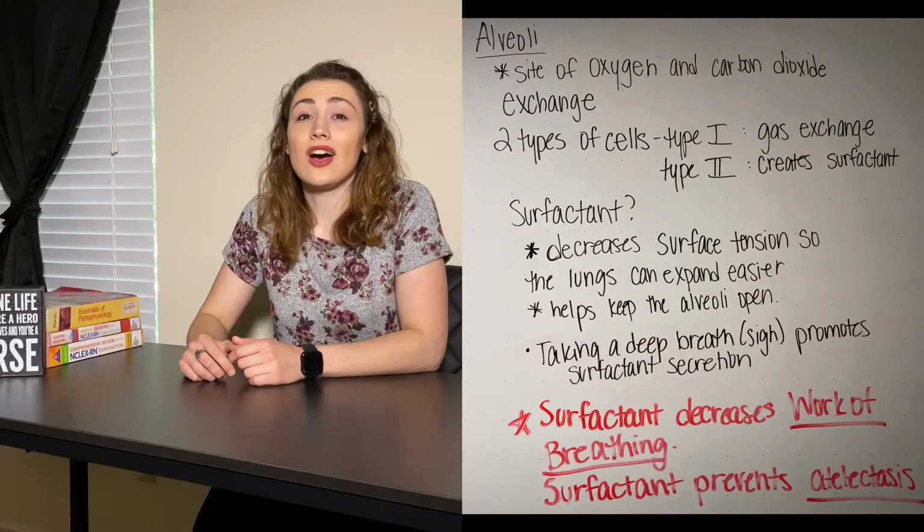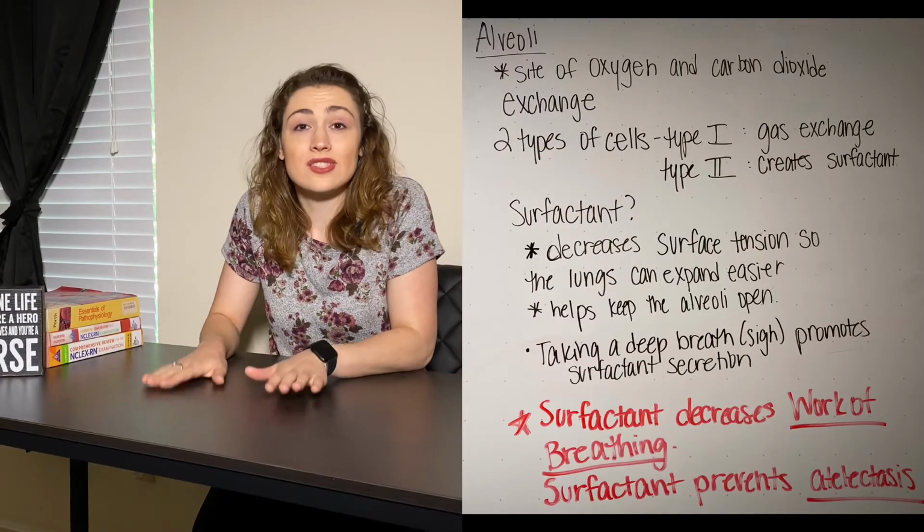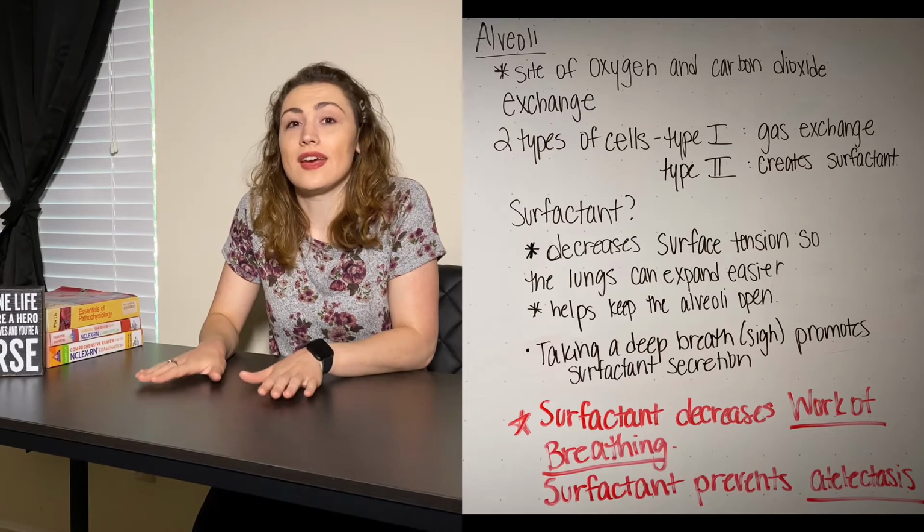The diameter of the bronchioles can be affected by medications that we give or in illnesses, and we'll talk about those in the following lessons. Now, the alveoli are the most important part of the respiratory system. They are the site where oxygen and carbon dioxide get exchanged.